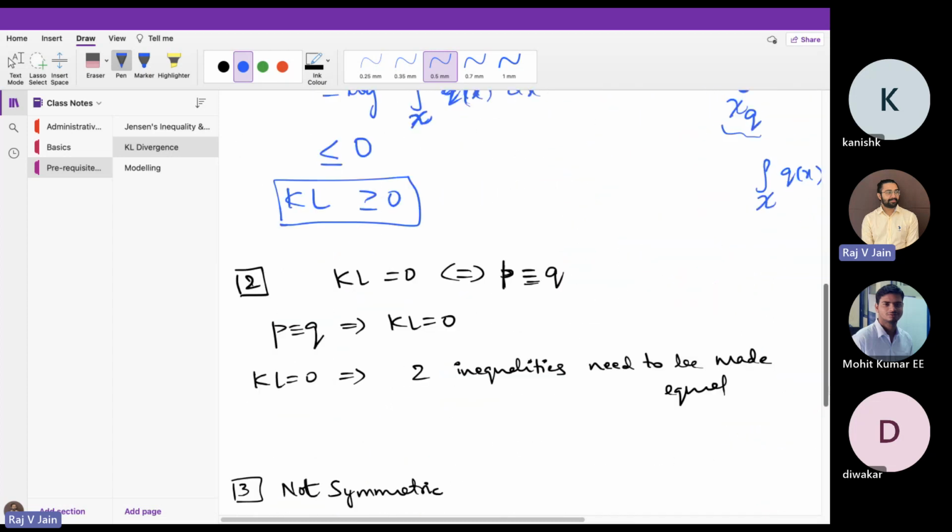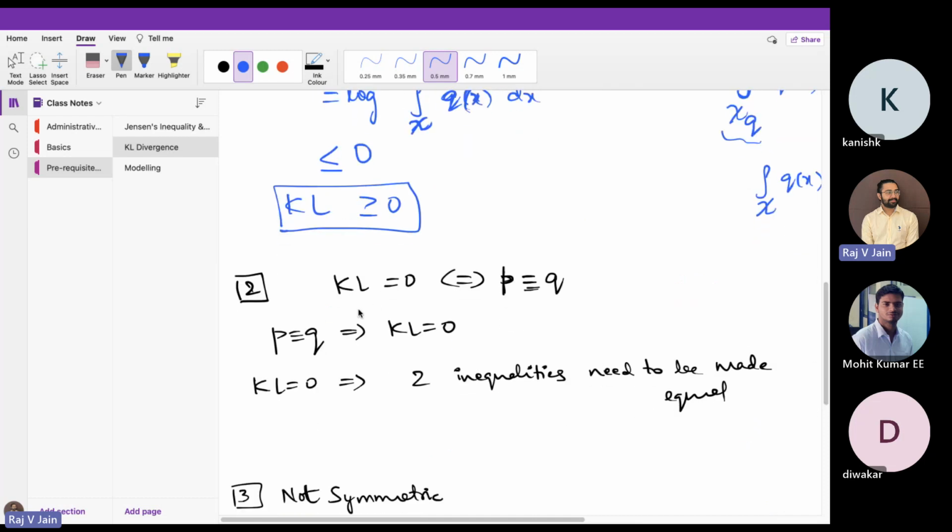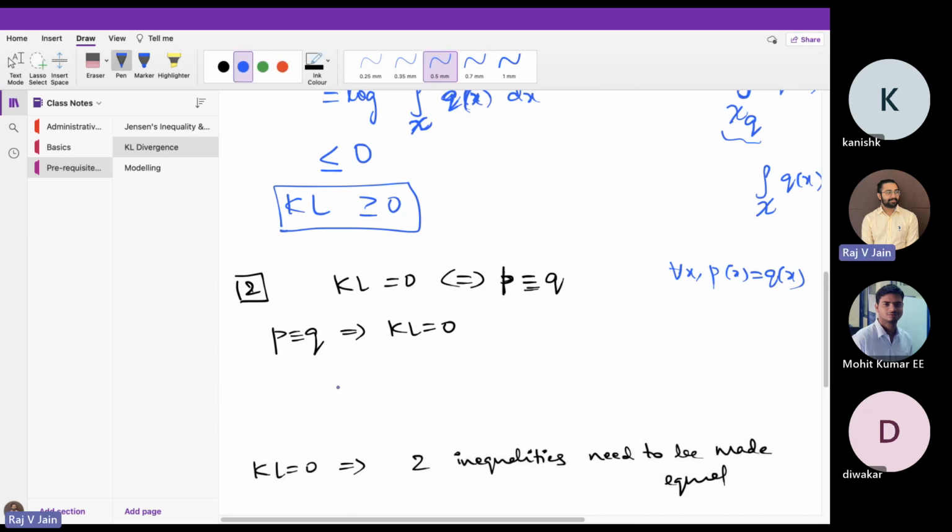Another property that we have is this. If I say that KL equals 0, I'm looking at this specific condition, then my claim is that this implies P equal to Q, right? This symbol just means that for all x, P of x equals Q of x. These two are identical functions. So the reverse implication is very clean. If P is equal to Q, you can simply say KL is 0. Why is that? Again, a straightforward application of the definition that we have.